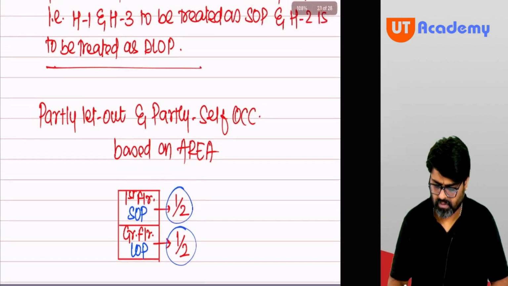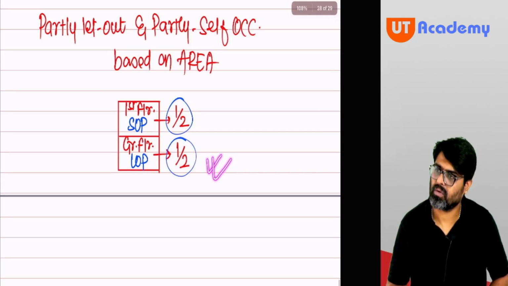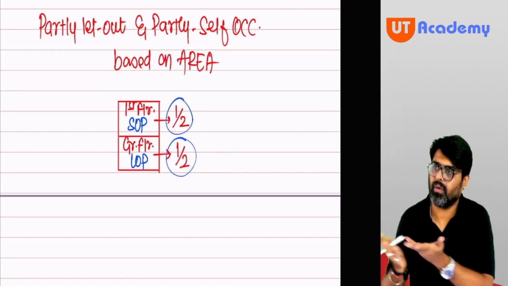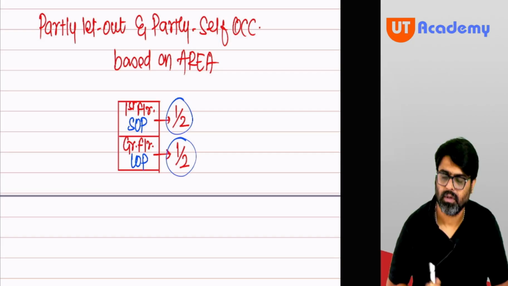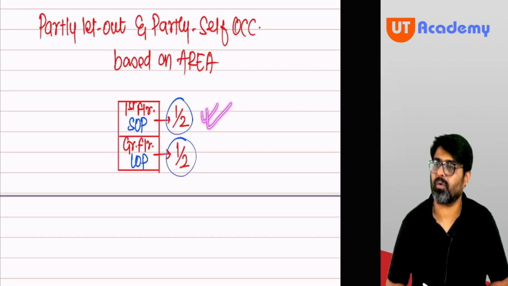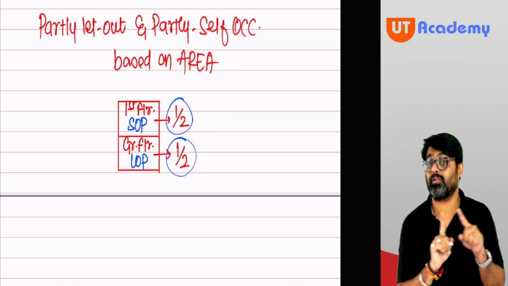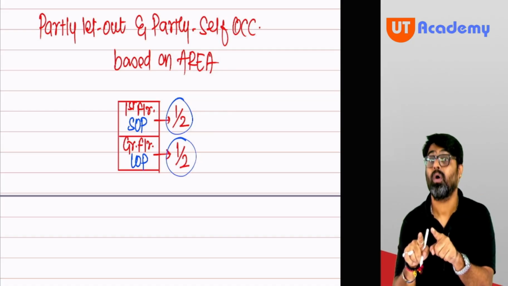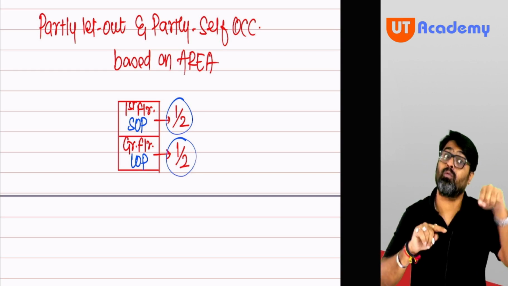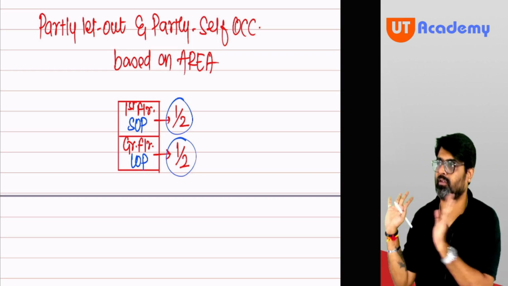Simple. This let out portion, calculate the income separately. That will be taxable. Hello, sir. This self-occupied portion, don't calculate the income. Exempt. Provided this is the only SOP you are having, or you are having this SOP and one more SOP. Then the annual value of this SOP will be exempt.